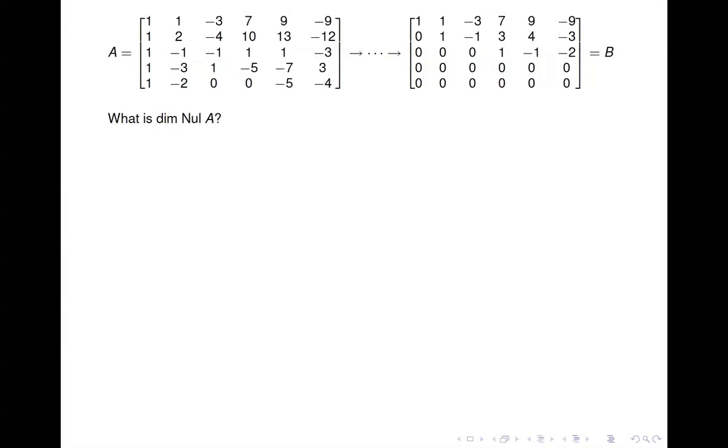All right, back to this one. Let's talk about the null space. What is the dimension of the null space of A? Well, if we want to find a basis for the null space, we solve AX equals 0 and write our solution in parametric vector form. And those vectors will be a basis for the null space of A.